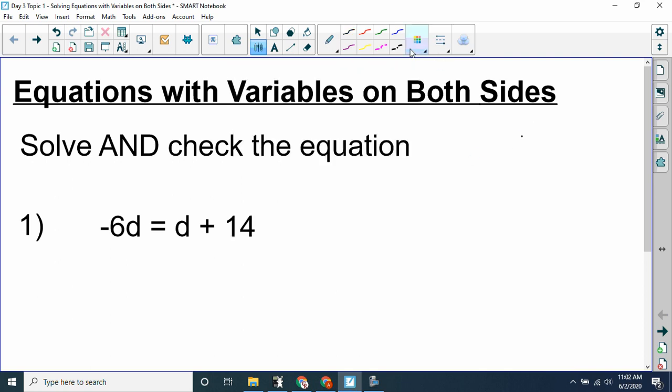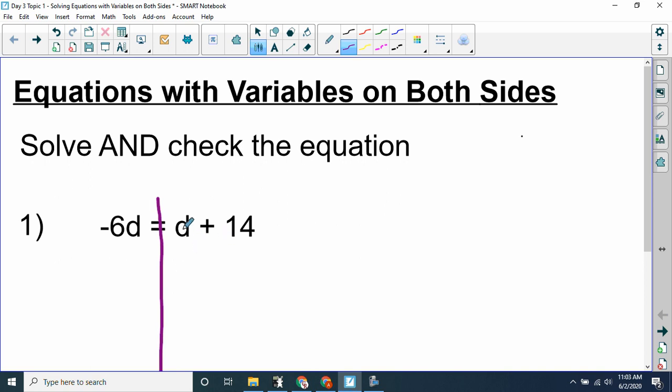Negative 6d equals d plus 14. As always, I'm going to draw my line straight down through my equal sign here so that I'm sure to keep each side separate. Notice this time, because this d is on this side and this d is on this side of the equal sign, even though they're like terms, they're not on the same side of the equal sign, so I cannot combine them. So what we want to do when I have variables on both sides of my equal sign, I want to move all of my variables over to the same side so that I can combine them. So I want to get rid of all of my d's on this right side of my equal sign.